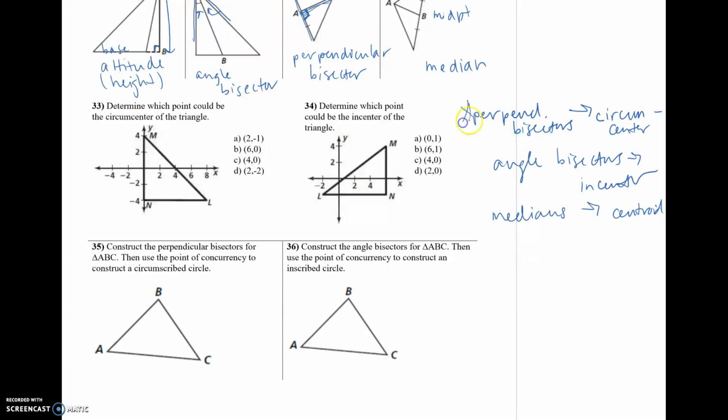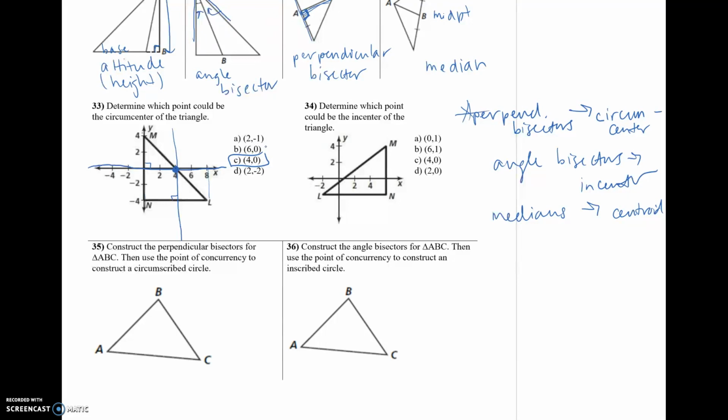All right, so in number 33, determine which point could be the circumcenter of the triangle. That means I need my perpendicular bisectors. So if this is vertical, a horizontal would be perpendicular. And if this goes from -4 to 4, if I just cut it in half at 0, that's a perpendicular bisector. If I come over here from 0 to 8 on my x-axis, if I go halfway to 4 and draw a vertical, that'll be perpendicular with the horizontal. So this spot right here at (4, 0) is where my bisectors meet.